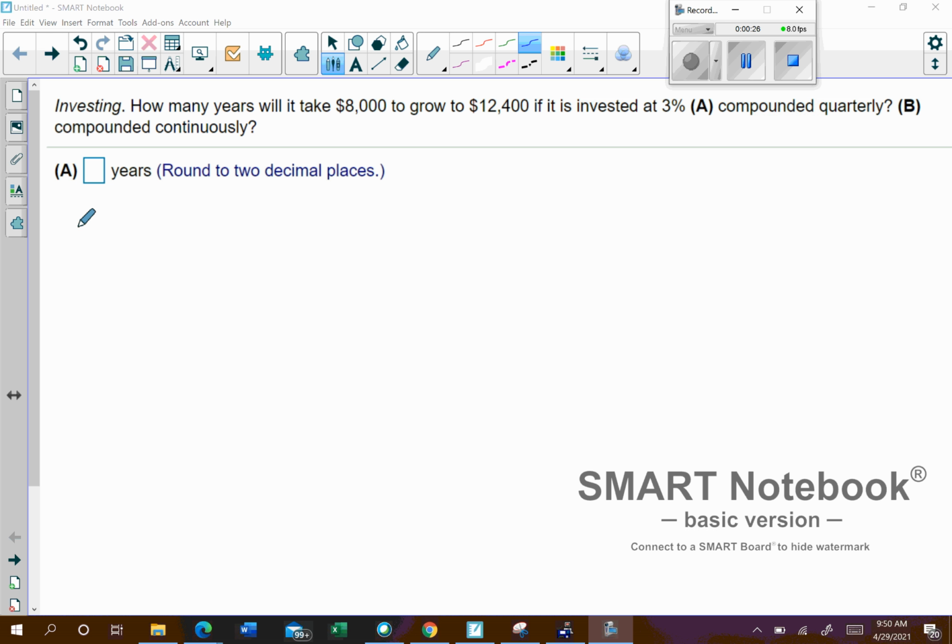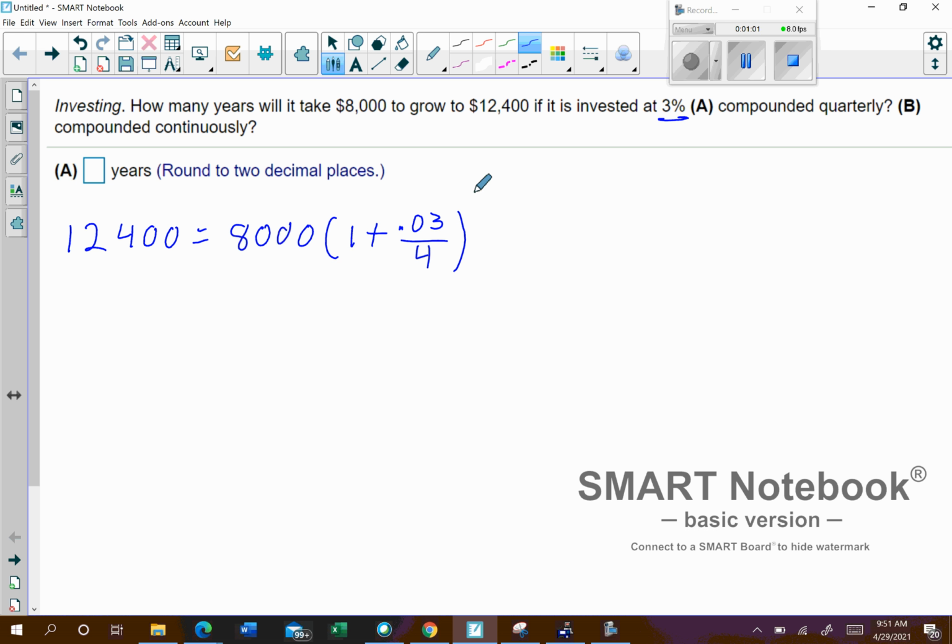And so our formula is, we want to know our accumulated value, which they tell us, which will be 12,400, and then our initial principal is 8,000, and then we have to multiply that by one plus my rate of return, which is 0.03. That's the 3% right there, divided by the number of times we're going to compound it in a year, which will be 4 since we're quarterly, and then we're going to raise it to a power of time times the number of times it's compounded. So that's going to be 4 times t, our time right there.